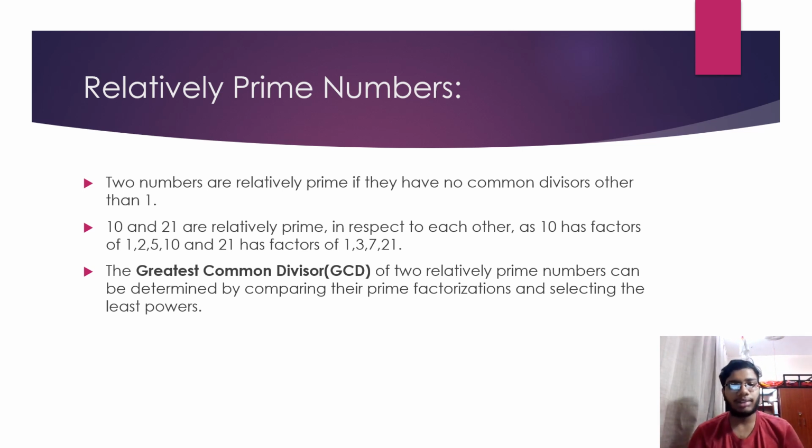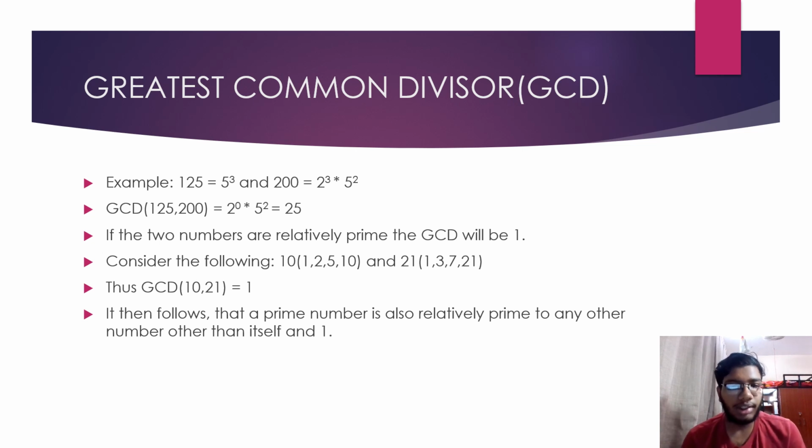The greatest common divisor of two numbers can be determined by comparing their prime factorizations and selecting the least powers. So here's an example of GCD. 125 can be represented as 5 cubed and 200 can be represented as 2 cubed into 5 squared. So GCD of 125 and 200 is equal to 2 to the power 0 into 5 squared, which is 25.